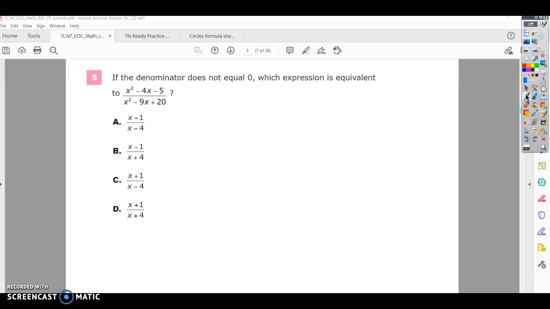All right, this is number 5 on the Math 3 EOC practice test. If the denominator does not equal 0, which expression is equivalent? All right, so when I see this as a rational expression, the first thing you should think about is factoring. So I want to factor the numerator and the denominator so that I can reduce anything that's possible.